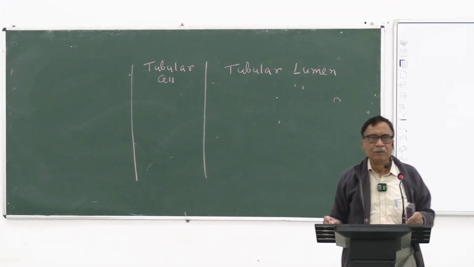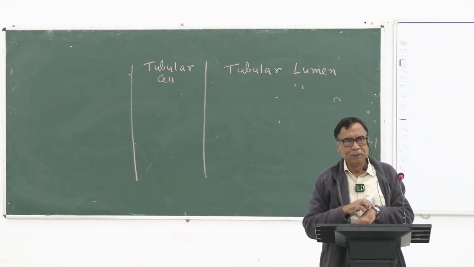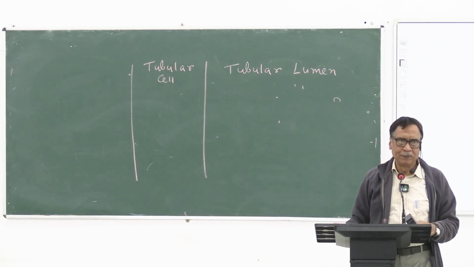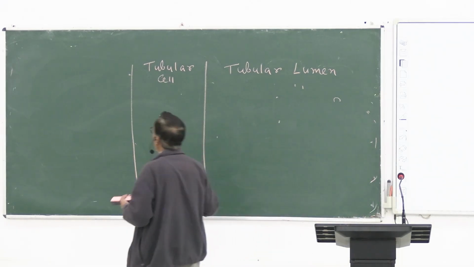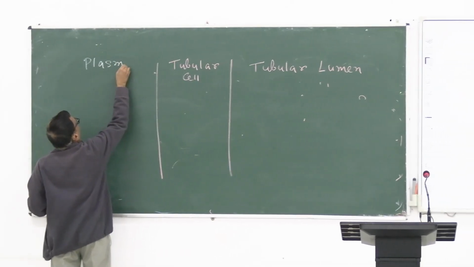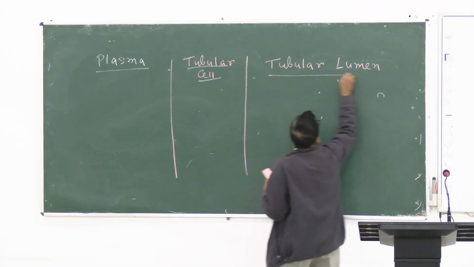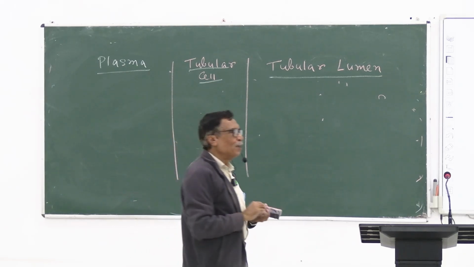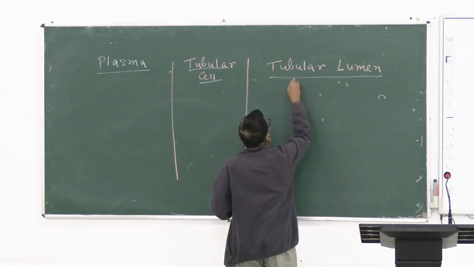Have you read the structure of the kidney in the anatomy? Tubules, glomerulus, all this structure, is it familiar to you? Anyway, tubular cell and tubular lumen, and here is the plasma or blood. Three components. Bicarbonate will appear in the glomerular filtrate to tubular lumen. Bicarbonate will appear from glomerular tubule to, that means sodium bicarbonate.